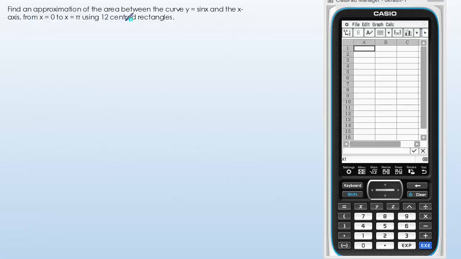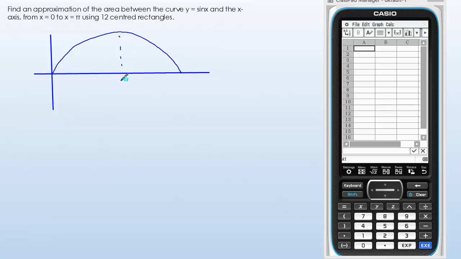Find an approximation of the area between the curve y equals sine x and the x-axis from x is 0 to x is pi using 12 centered rectangles. Now let's have a quick think about the graph. So from 0 to pi it's just going to look like that. We know the maximum is here at pi by 2.